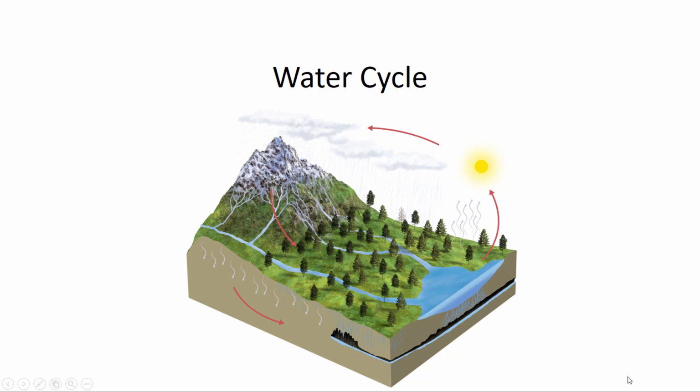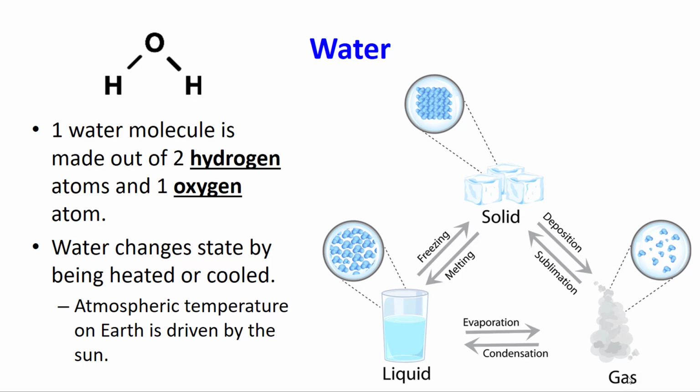We're going to discuss the water cycle, or the hydrologic cycle. Water, H2O, is made up of hydrogen atoms and oxygen atoms. Water can change state by being heated or cooled.